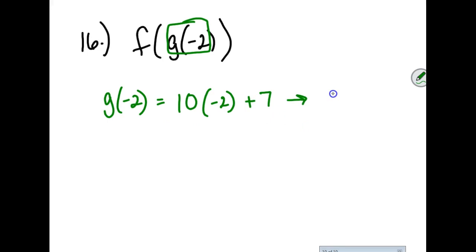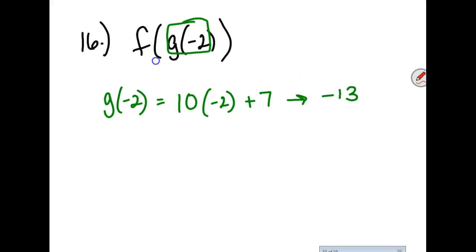Oh man, I did it wrong. For Pete's sake. I'll have to pull up my other calculator. All right, so this is negative 20. I plugged in a 2, not a negative 2. Darn it. Okay, so this is negative 20 plus 7, which is negative 13.